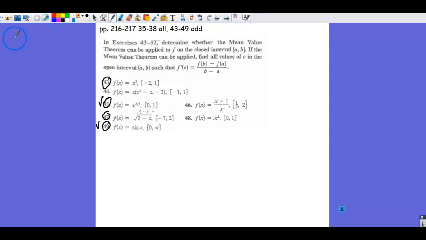All right, so over here on the left-hand side, number 45, I have the function f of x. Notice how I copy it, it is equal to 2 minus x to the 1/2 power. This is a square root function.